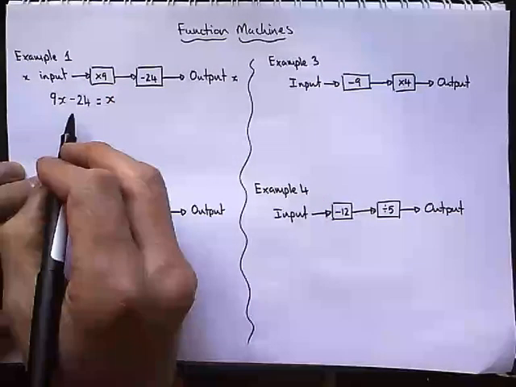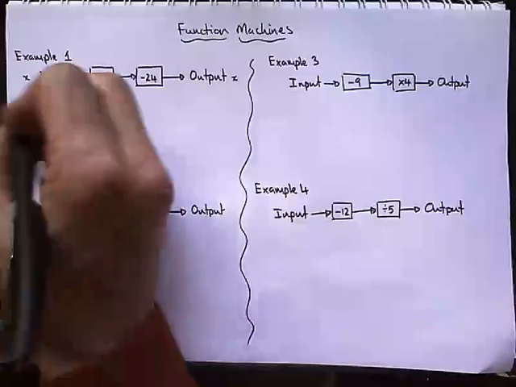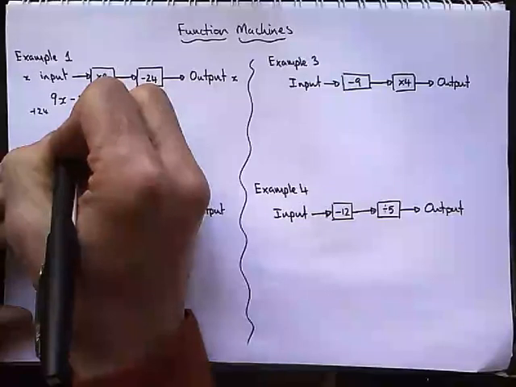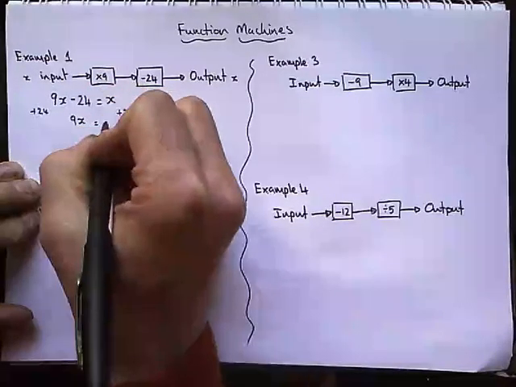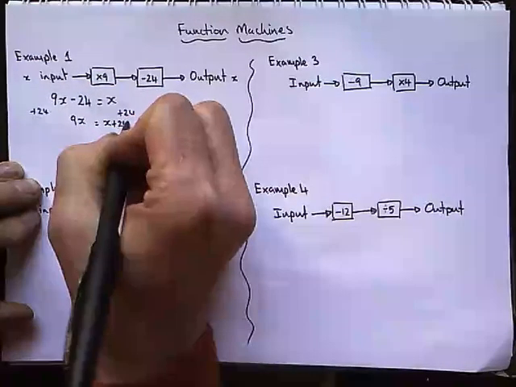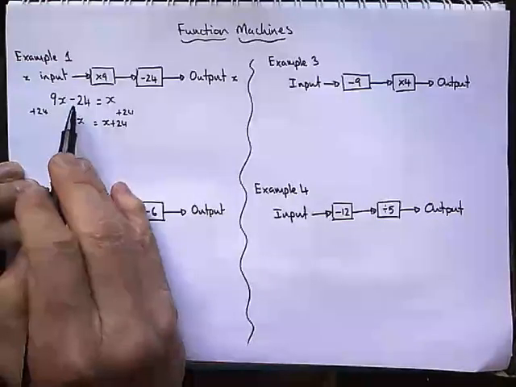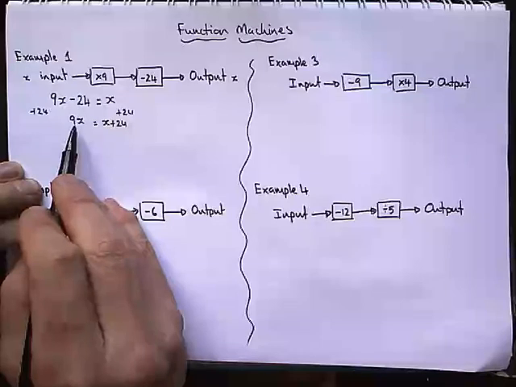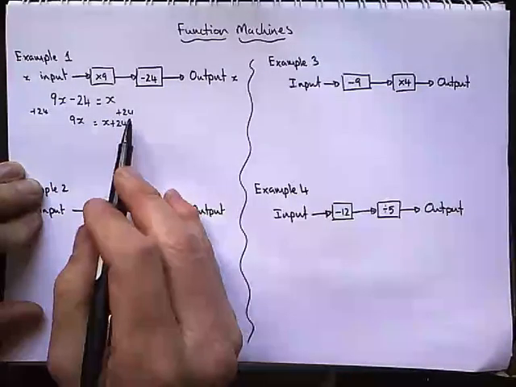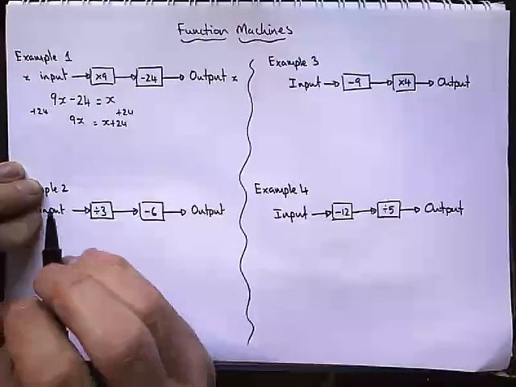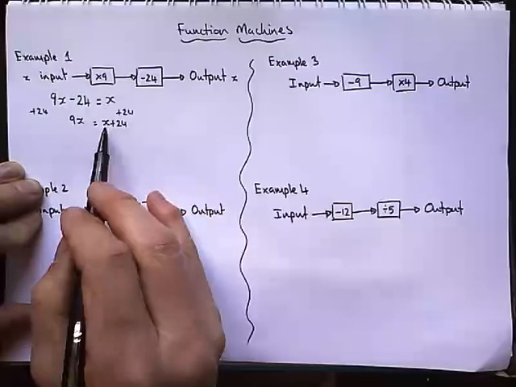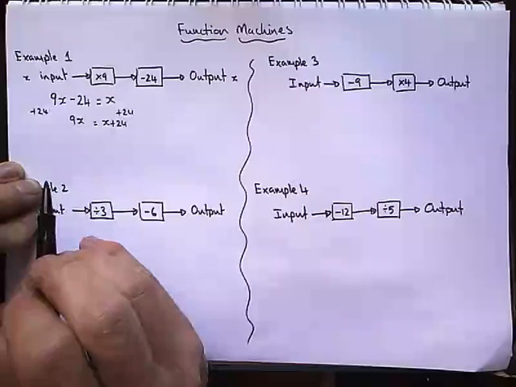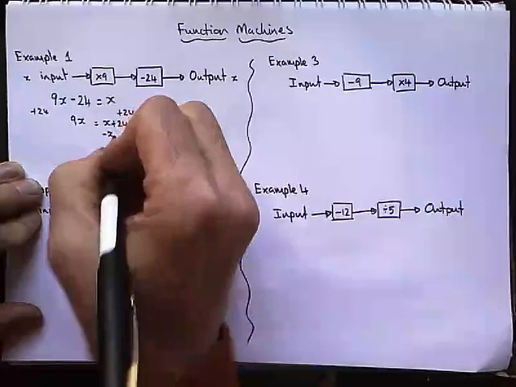So to solve this equation, I'm going to add 24 to both sides. Because I've added 24 to minus 24, these just cancel each other out, and I'm only left with the 9x on the left-hand side. And when I add 24 to x, I get x plus 24. Now to solve this, I need to get all of the x's onto one side. I can't have x's on both sides of an equation. So I'm going to subtract this x from both sides.